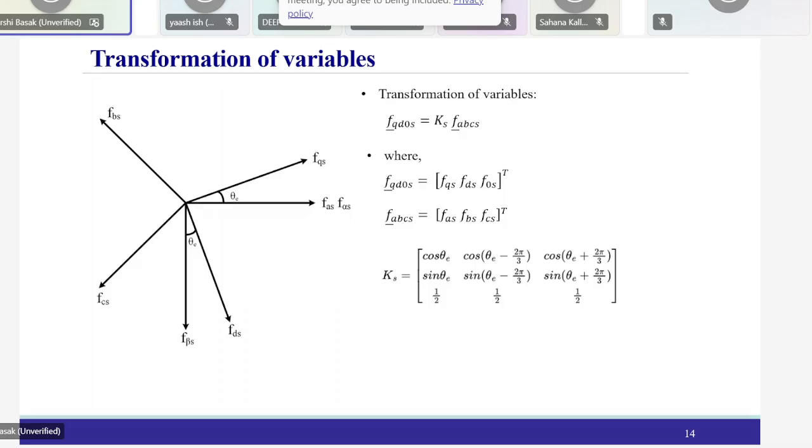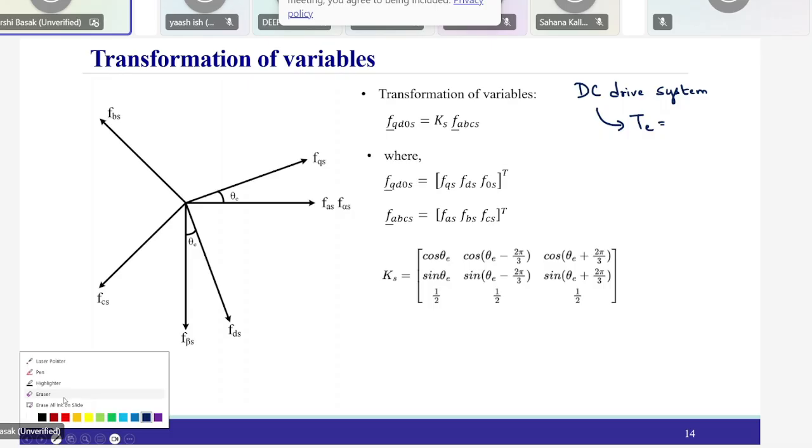Basically, if we talk about drive systems, the easiest and the most beautiful machine, which actually gives the best performance, is the DC drive system. The DC drive system has the benefit that the torque expression is equal to, the torque is proportional to flux into current.